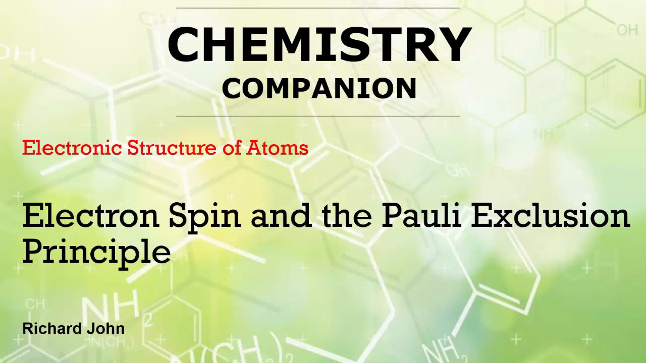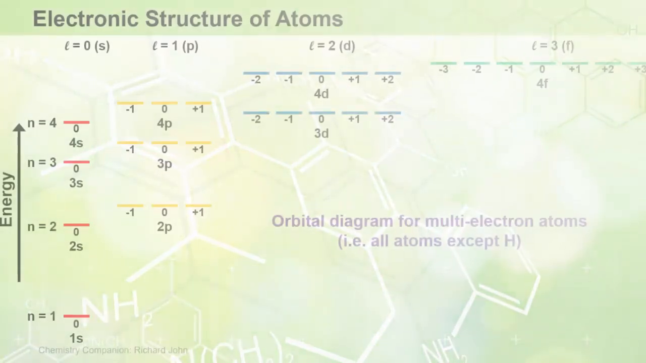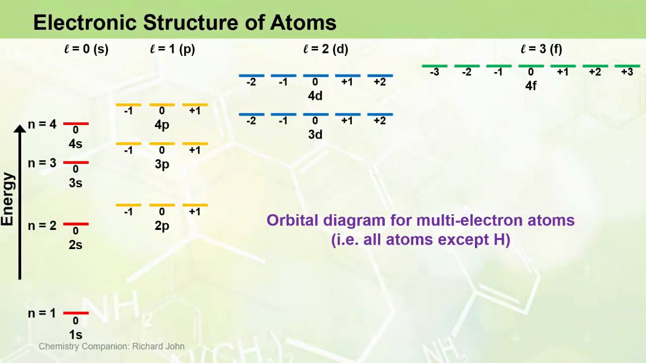In this video, we complete the picture of the electronic structure of atoms by introducing a fourth quantum number, the electron spin quantum number, alongside the Pauli Exclusion Principle to show how we generate electron configurations. This diagram is the orbital energy diagram for multi-electron atoms showing the relative energy levels for the orbitals, subshells, and shells that electrons within atoms can potentially occupy.